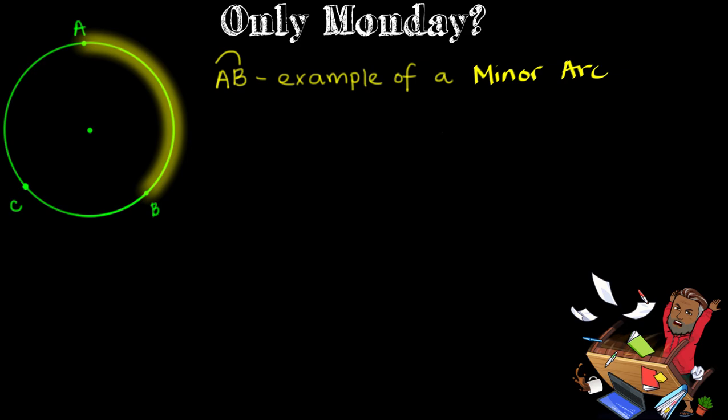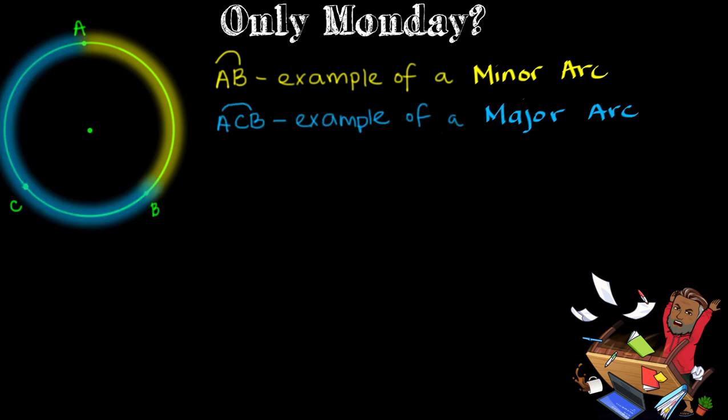However, there is an additional arc that starts at A and ends at B, or starts at B and ends at A, but it goes around the other path. Now, to name this arc, rather than using just two letters, I'm going to use a third letter. I'm going to use letter C between the two. Notice that both my yellow and my blue arcs start at A and end at B. However, the blue arc has an added point that it passes through.